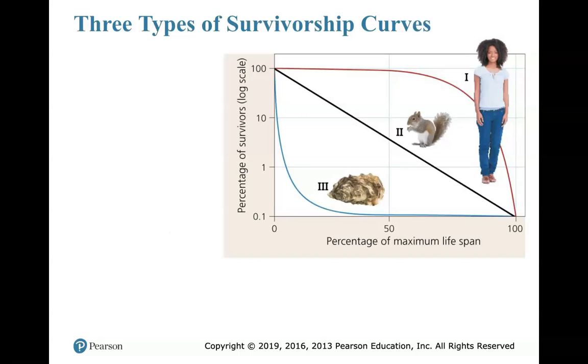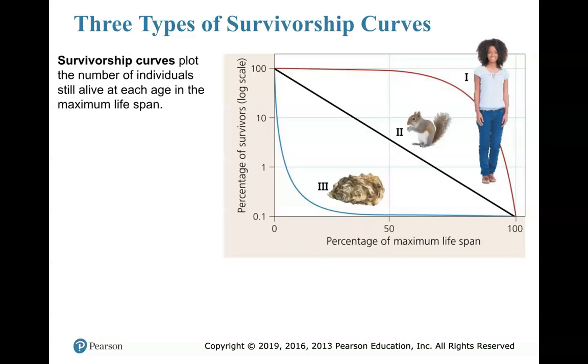There are 3 types of survivorship curves. Talking about survivorship, depending on the species, you can be type 1, type 2, or type 3. Let's discuss them. Survivorship curves plot the number of individuals still alive at each age and the maximum lifespan. For this chart, we have the percent of survivors. 100% are going to survive over here on this part of the y-axis. Not very many are going to survive on this part of the y-axis. Then the maximum lifespan: here they're quite young, and as you get toward the right side of the x-axis, you're quite an older age.